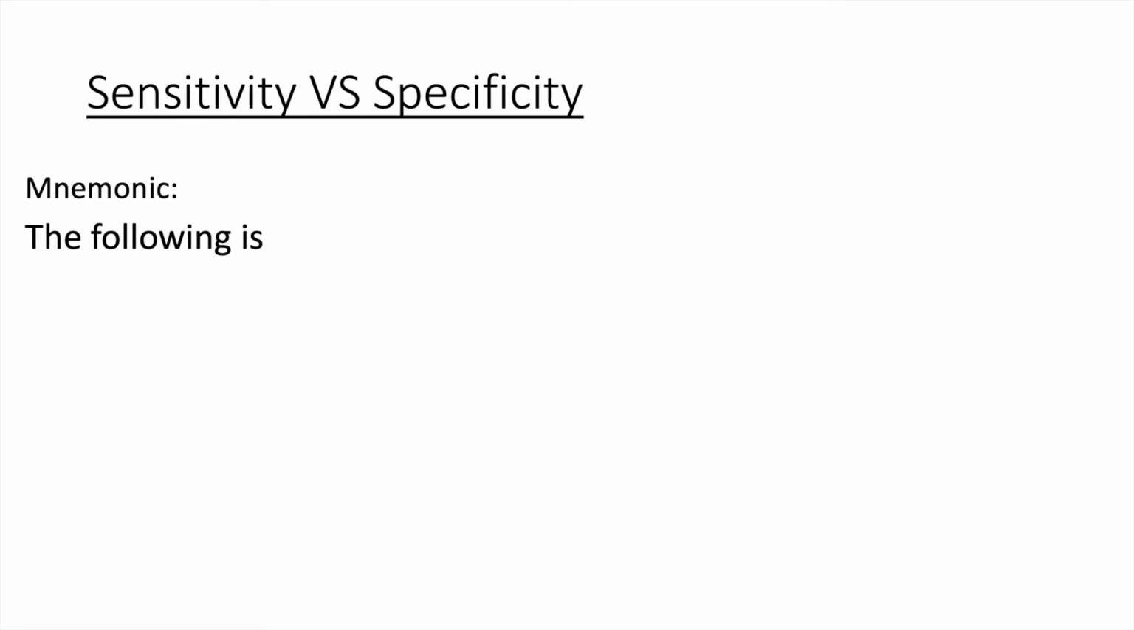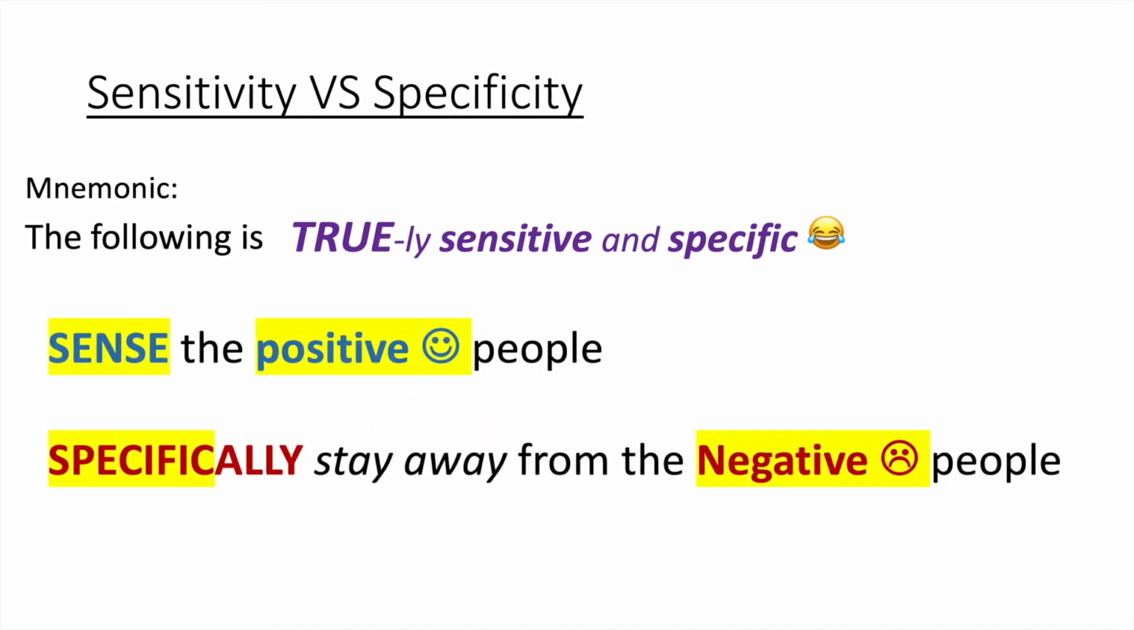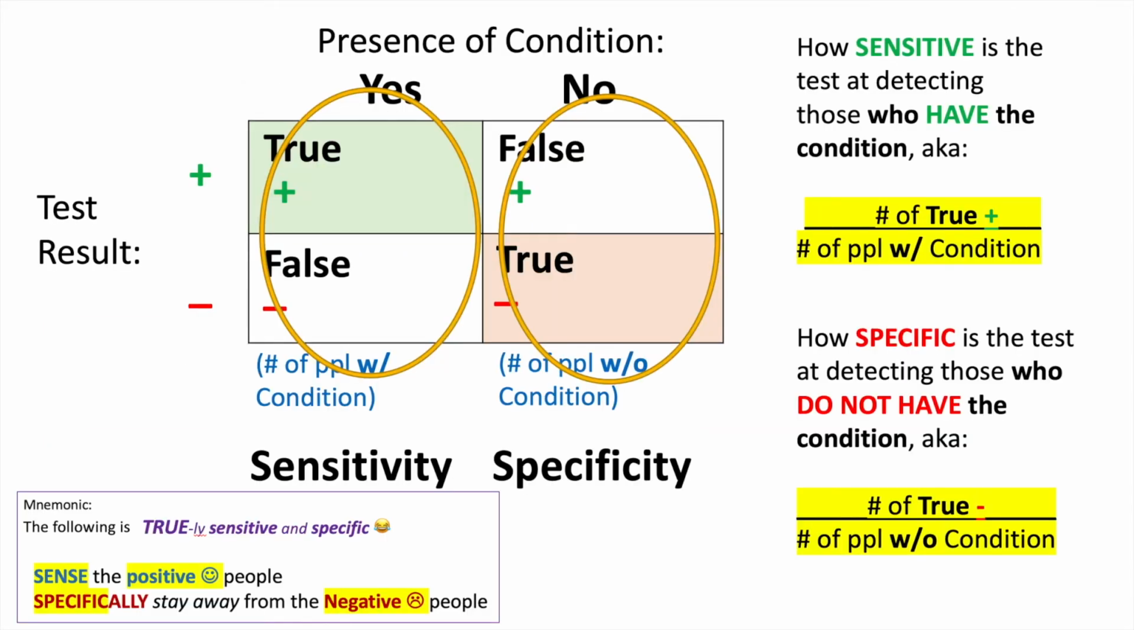And this is the mnemonic that helped me remember. The following is truly sensitive and specific. Sense the positive people. Specifically, stay away from the negative people. Try to say this a few times. Sense the positive people. Specifically, stay away from the negative people. Hopefully, this helps you remember that sensitivity associates with the true positives and specificity associates with the true negatives. And this is for your reference.